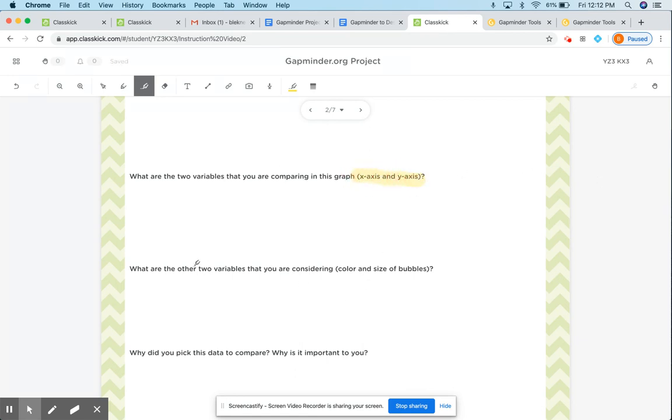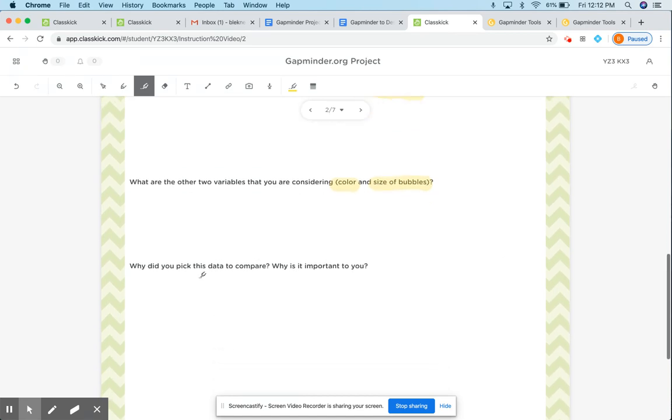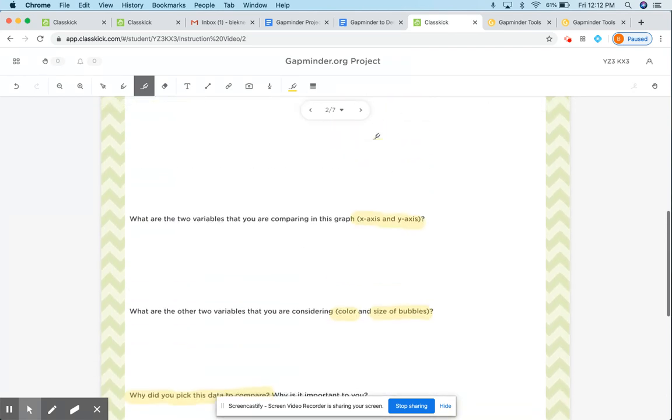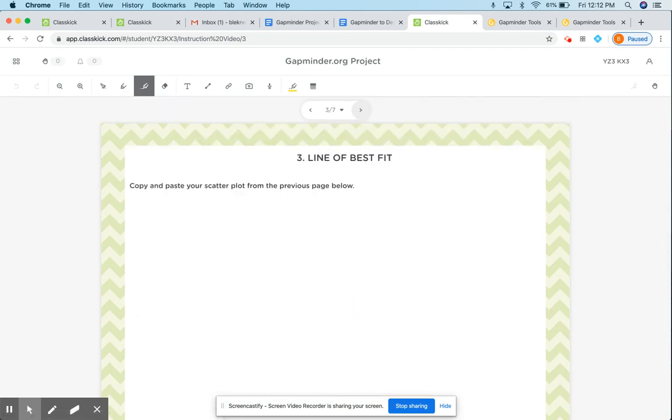You're also going to tell me what other two variables you're considering. That means the color and then the size of the bubbles, and play around with those till you find it interesting. And then I want to know, why did you pick this data to compare? What do you think is interesting? Like, have you grabbed someone from a different room and been like, hey, come look at this. This is fascinating.